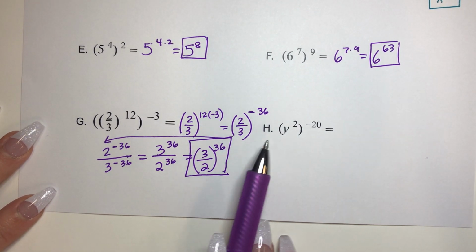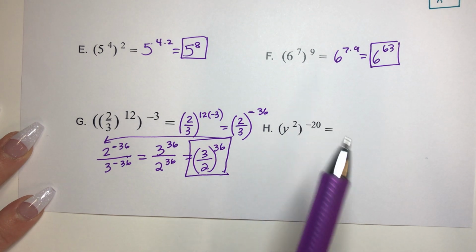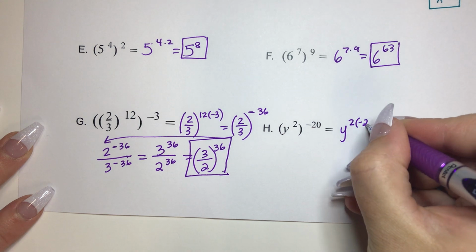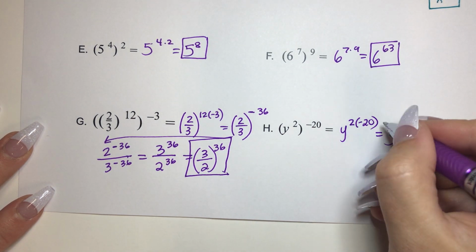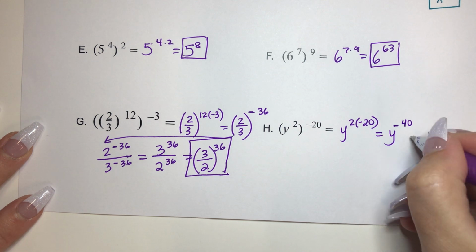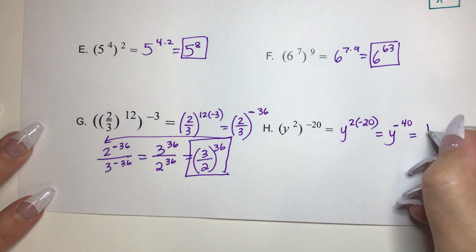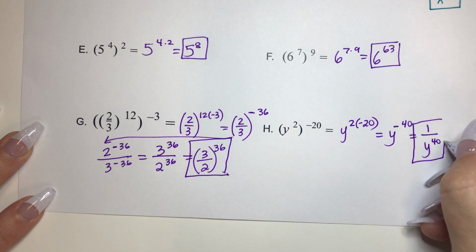All right, perfect. Let's look at H. So we have y squared raised to the negative 20th power. So that's going to be y to the 2 times negative 20. A positive times a negative is a negative. 2 times 20 is 40. And then we just rewrite that negative and make it a positive by flipping this to the bottom. And there we have it.